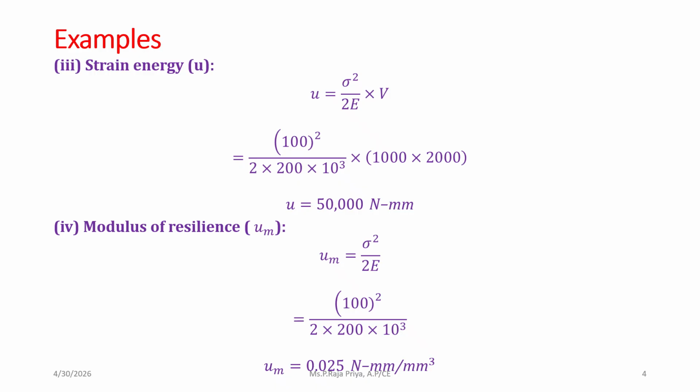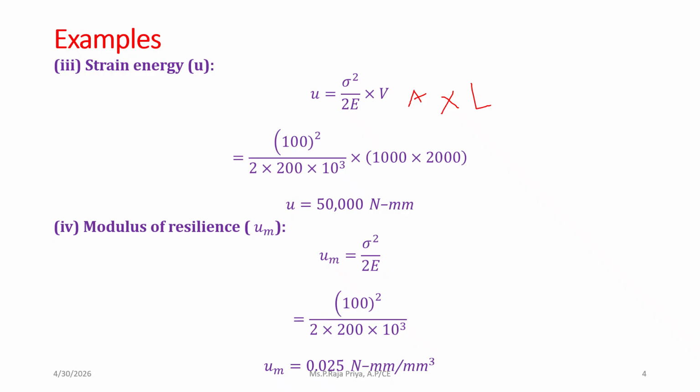Next question is, we are asked to find out strain energy. Formula for strain energy is sigma square by 2E into V. Sigma is known, E is known. What is V? It is area into length. Area is known, length is known. Substitute and find out strain energy, which is 50,000 Newton mm.